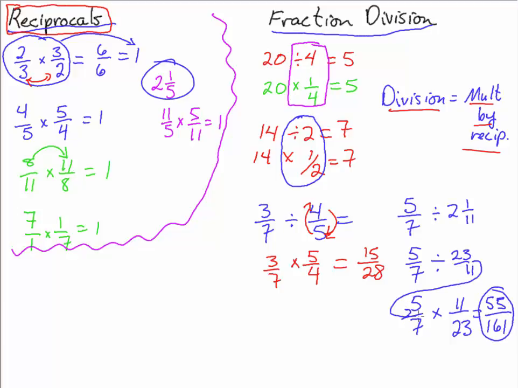You take and rewrite it by keeping the first one, changing the division to a times, and flipping the second one. Some people call it the Napoleon Dynamite: flip and multiply. Or keep it, change it, flip it. That'll help you review how to do those on a regular basis. And that's our review.